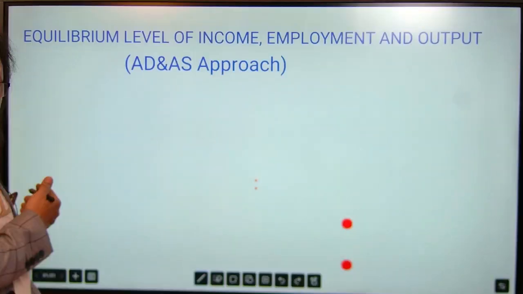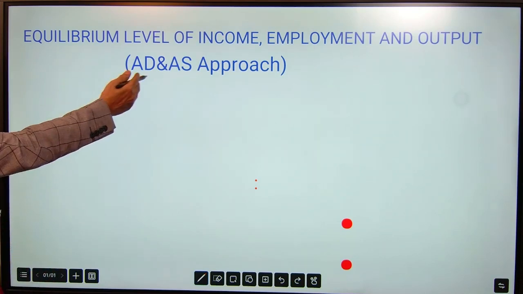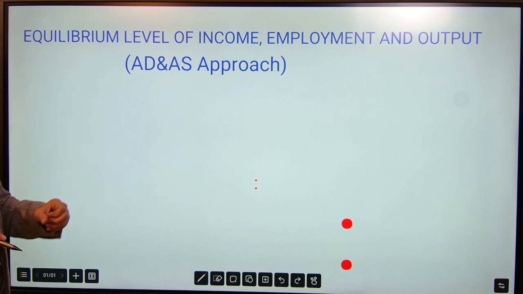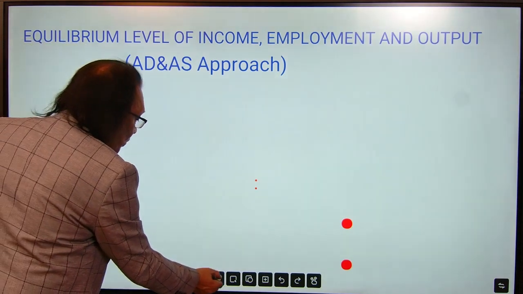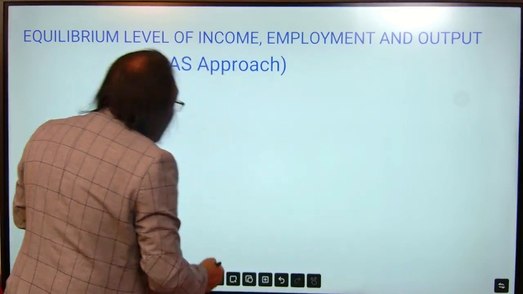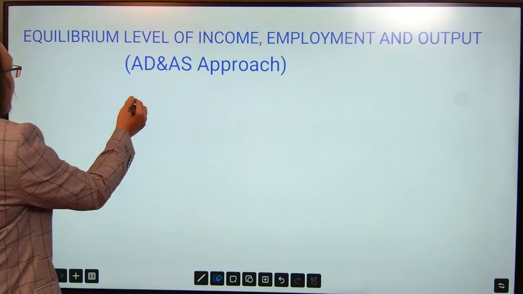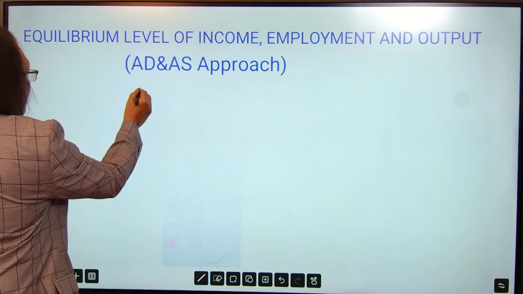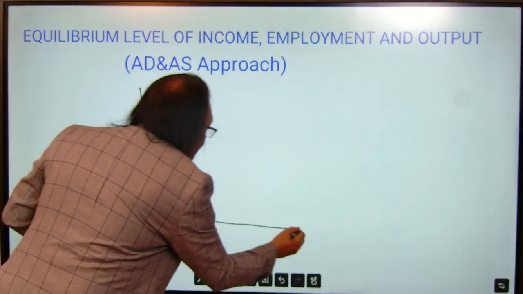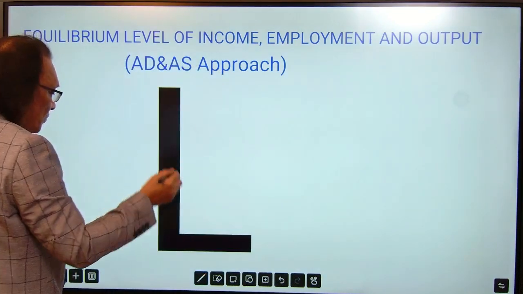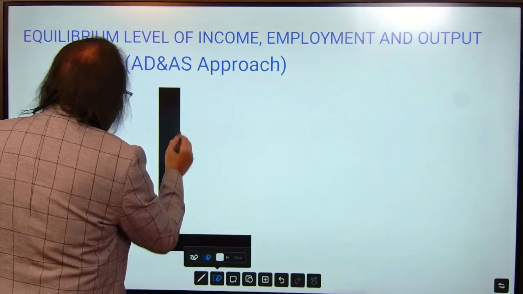This we can explain with the help of a graph. See, now look at this one. We'll make a graph here: equilibrium level of income, employment and output, the AD-AS approach. The second approach I'll be giving you in the next one. First let's make the graph. So this is your x-axis and y. Oh, sorry. Remove this one.